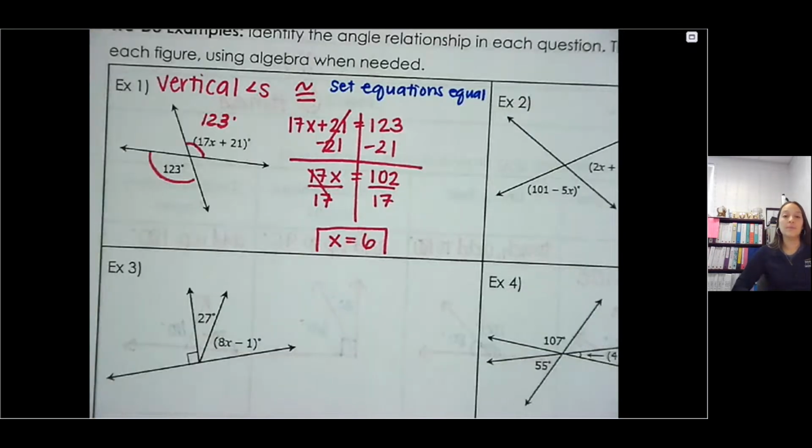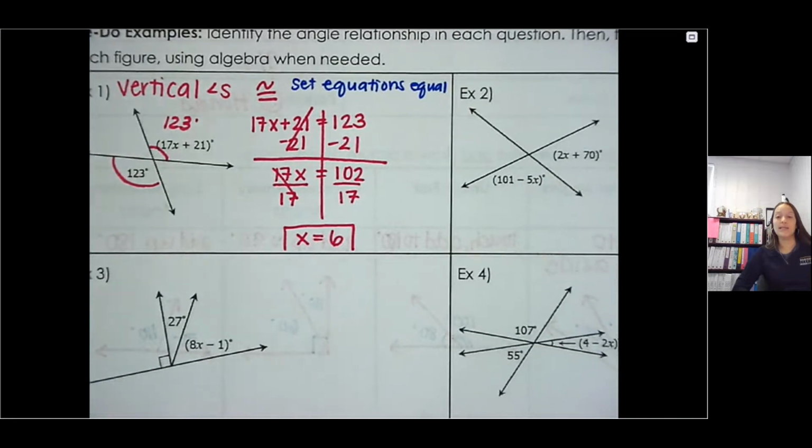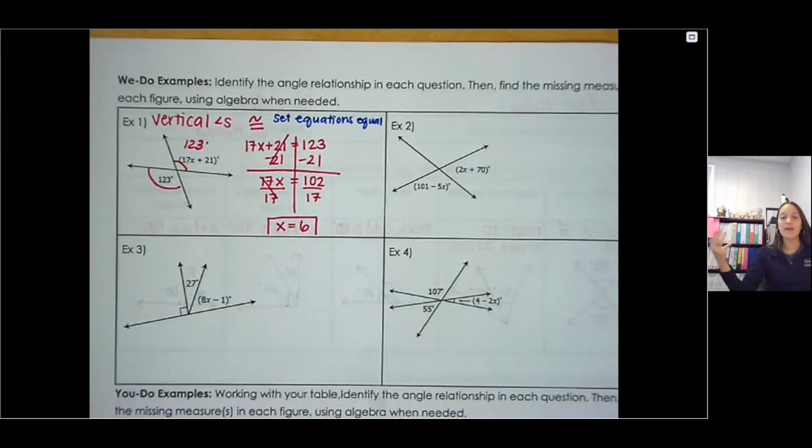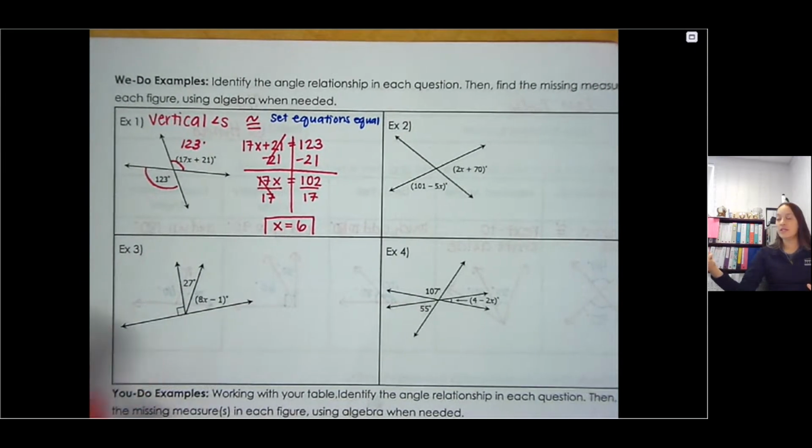Okay, example 2. Again, same idea. We're first going to identify the type of angles they are, then we'll set up an equation. So who can raise their hand and tell me what type of angles are in example 2? Don't answer it, Ryan. What does vertical mean? Two angles that are congruent, and they have to be located which way?